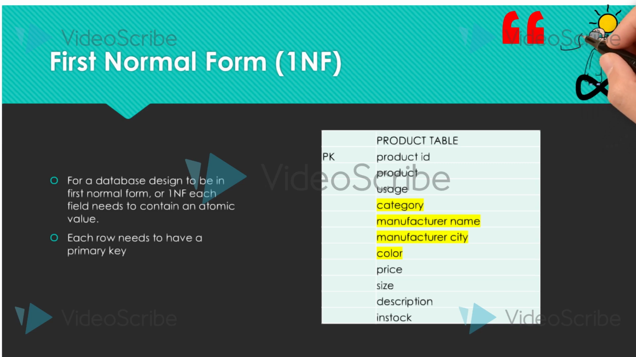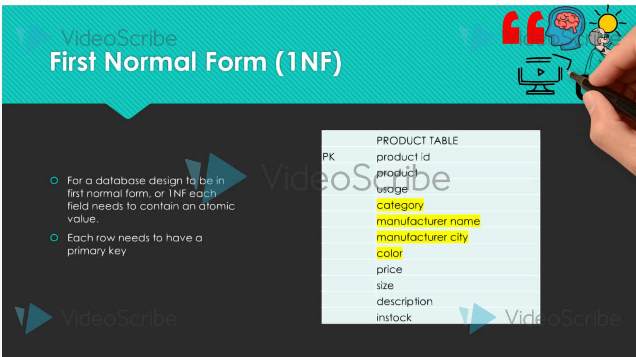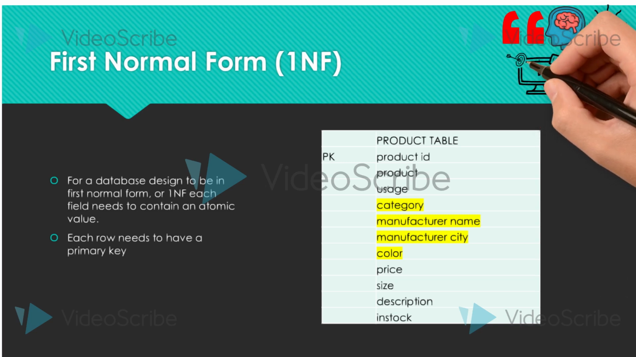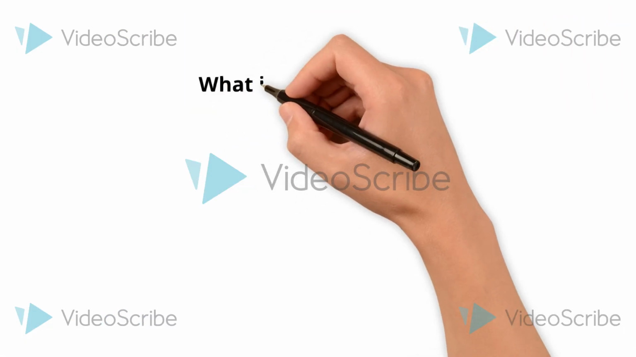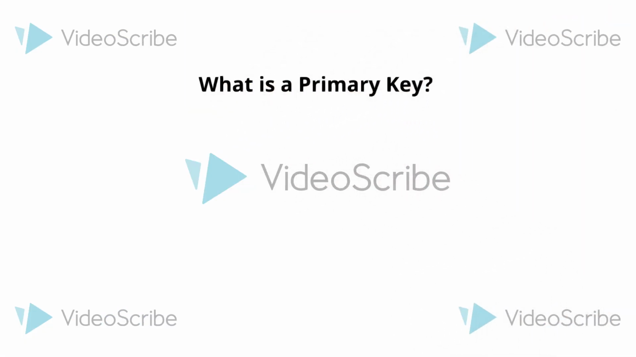A primary key is a unique identifier assigned to each record within a database table, such as a driving license or a telephone number or Aadhaar card number. A relational database must have only one primary key, and every row of the data must have a primary key.